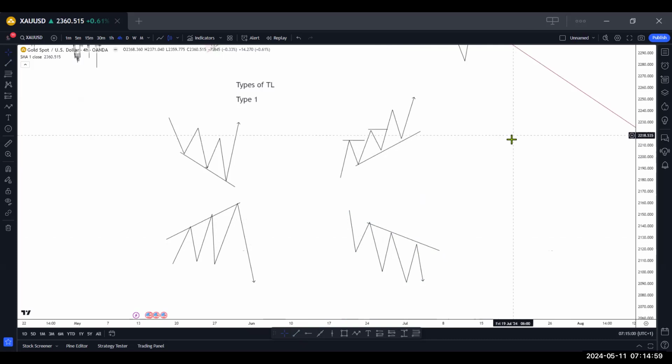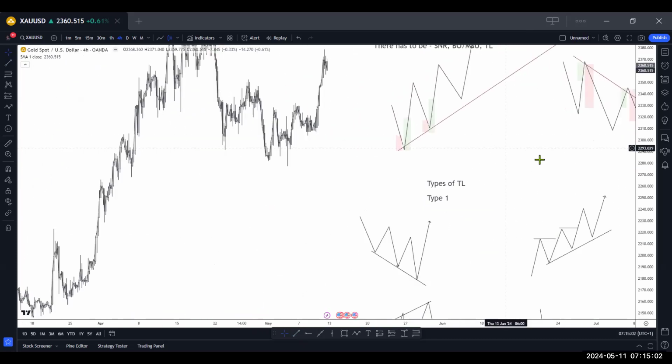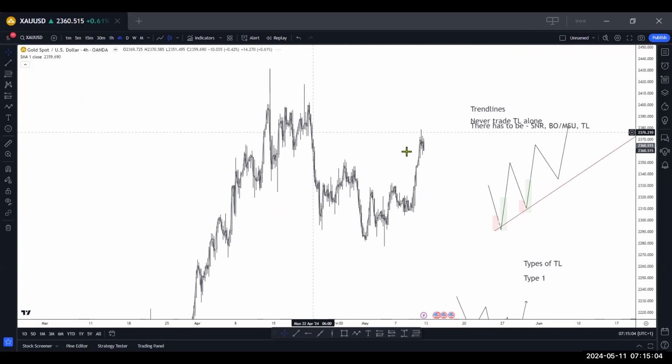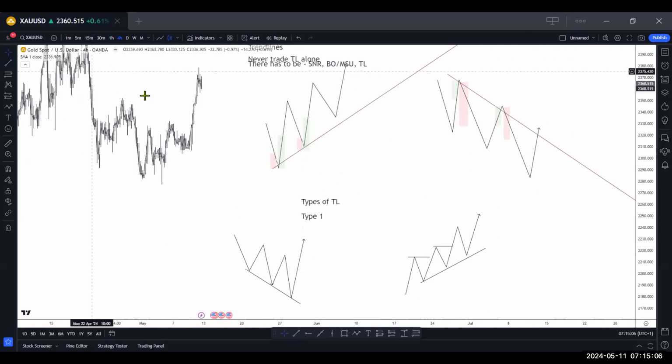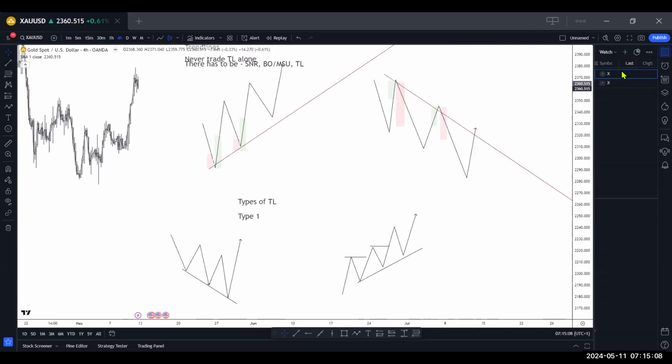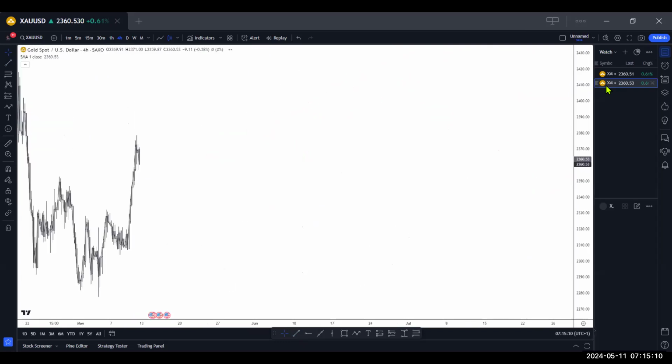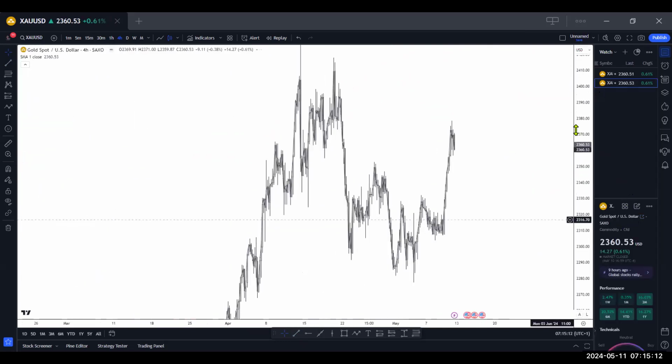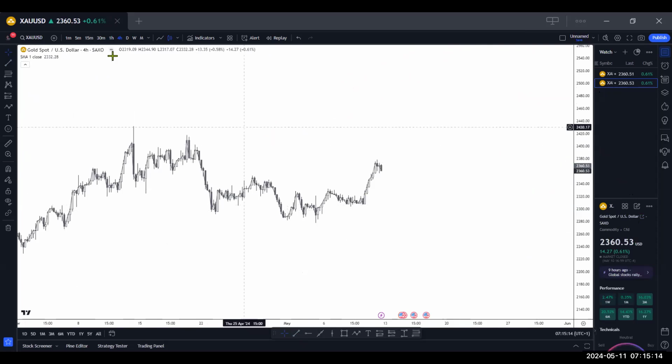Okay. So let's see examples on the chart. Let me use another program so it will be easy. Okay. So let's see examples of type one. Let's go to the H1.